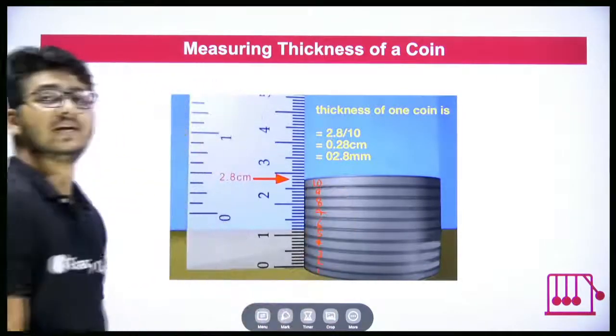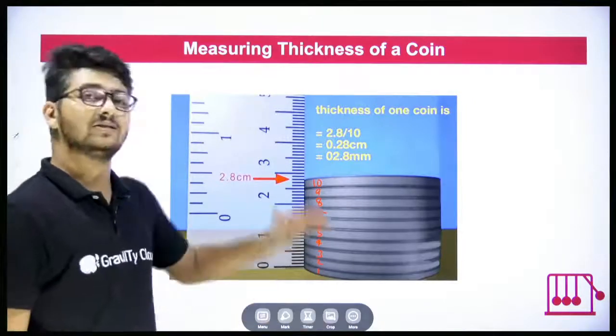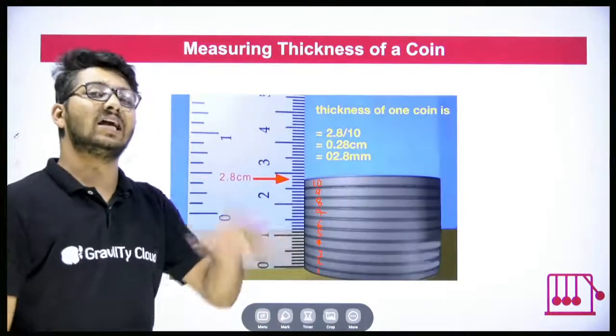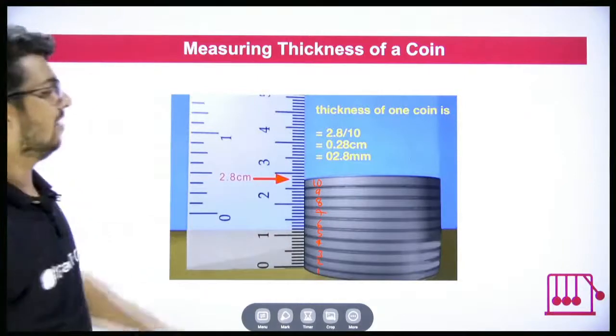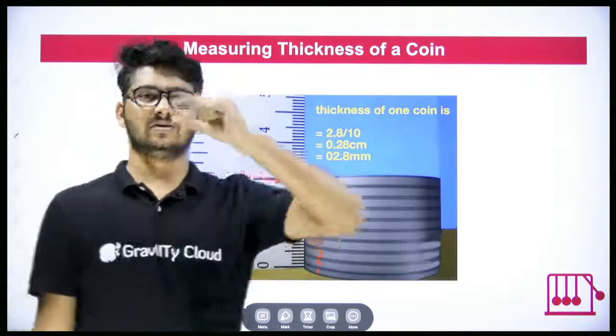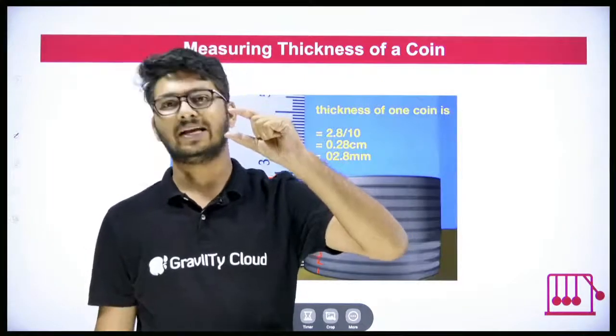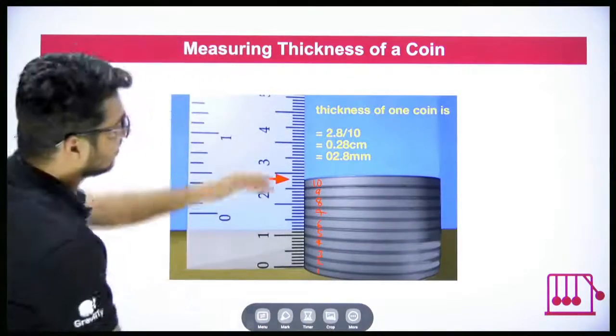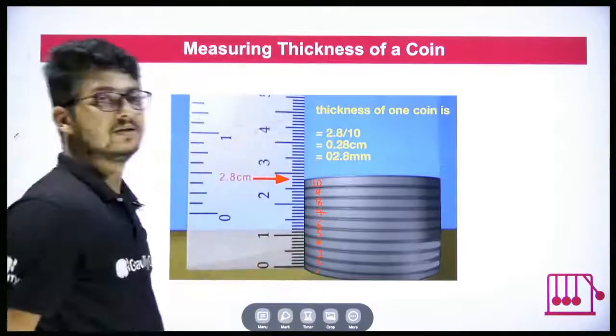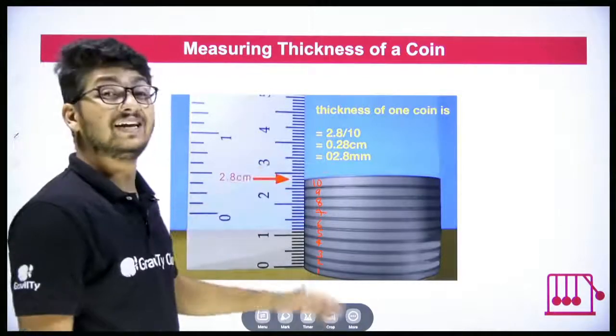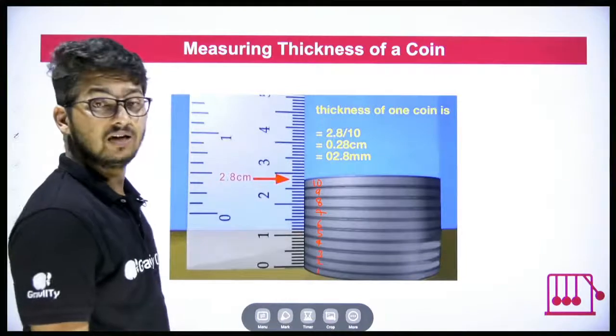So how many coins did we take? We have placed 10 coins one above the other. We have taken 10 coins. And if you take 10 coins, it will be slightly thick. It will be around this much. Thick enough, right? Now measure the thickness of all these coins taken together, right?